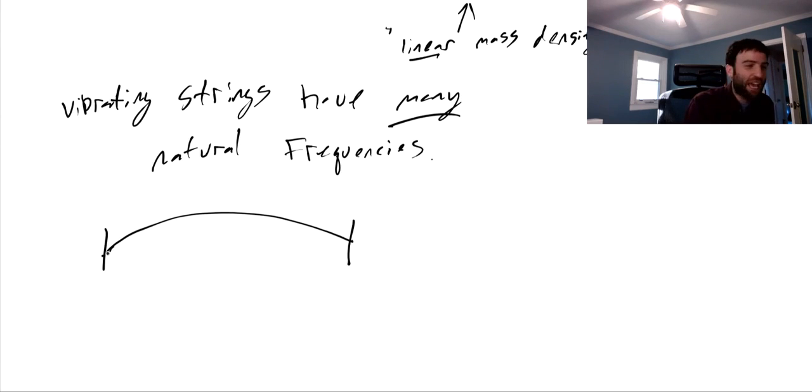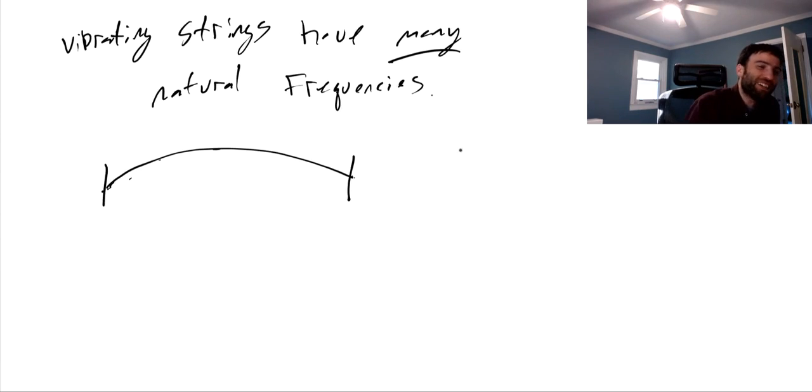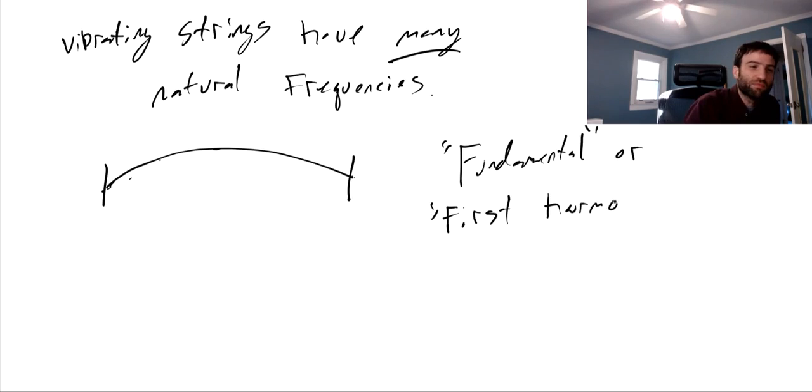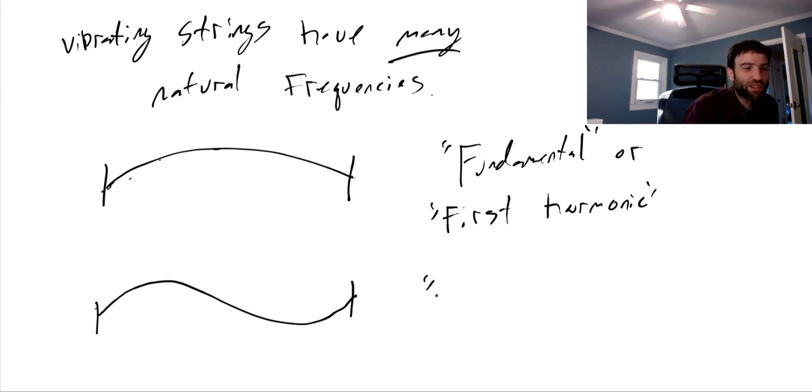Why do I say half of a wave? Because a full wave would be up and then back to where it started and then down and back to where it started. But we don't see this half, so great. This would be the fundamental, also known as the first harmonic. The second harmonic is where we have both the up and the down part of the wave in here. So this kind of shape would be called the second harmonic.